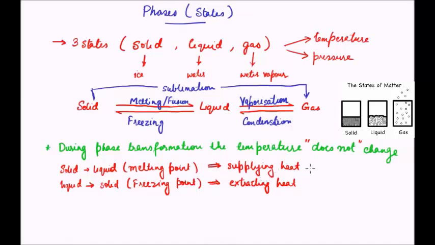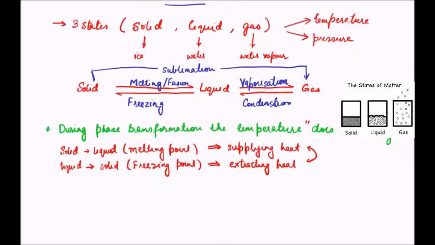So these two are interchangeable. If we supply a certain amount of heat to melt a solid, we'll have to take away that much amount of heat to freeze the solid, right? And as we have already said, any phase transformation takes place at a constant temperature. So solid to liquid, supply heat; liquid to solid, extract or reject heat.